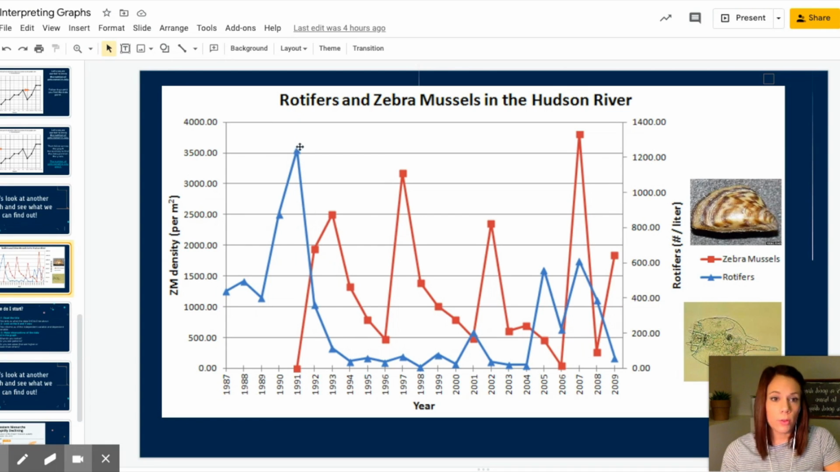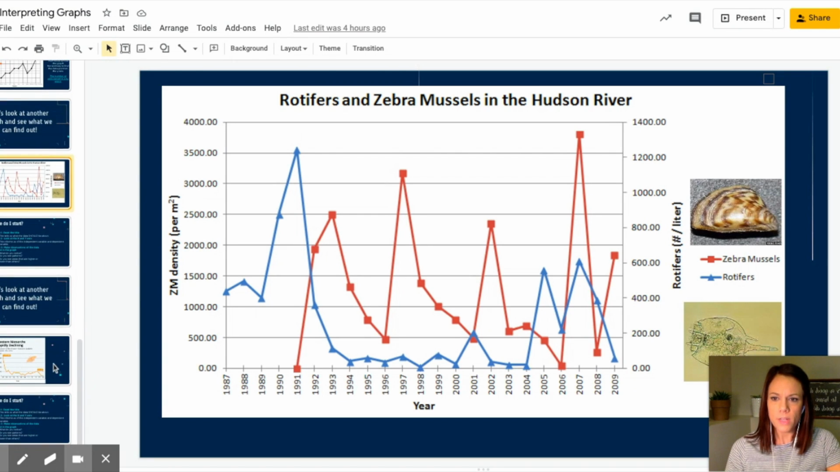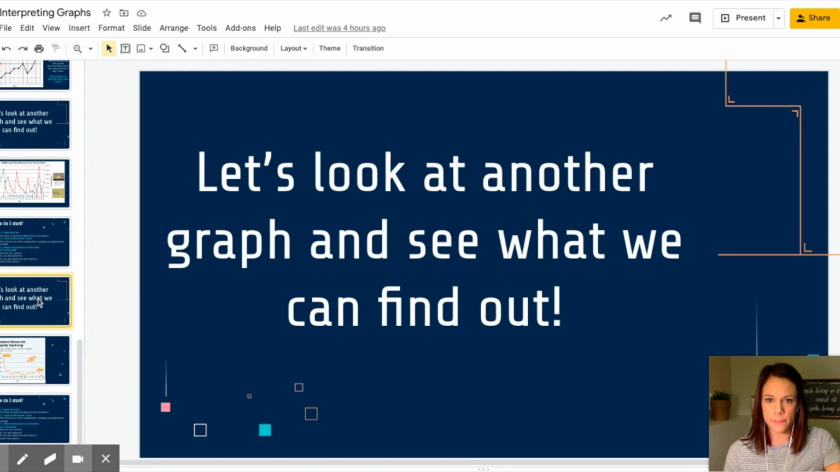When the rotifers are really high, zebra mussels are really low. When zebra mussels are higher, rotifers are kind of low. So there's kind of that opposite effect that they have. This is a tough graph though. If you're not following me, that's okay. Let's do one more and then we're done for today.